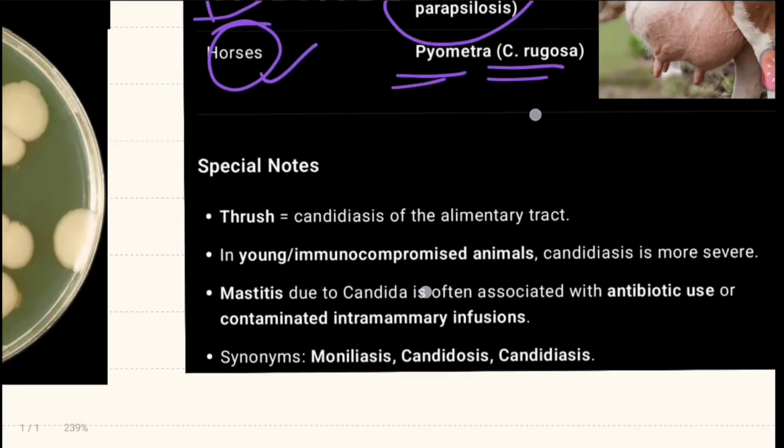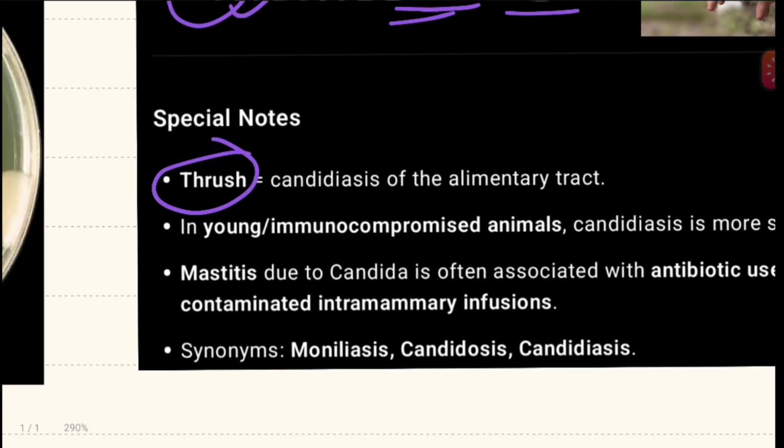Now these are the special notes with respect to Candidiasis, and here a very well-known term is thrush. Thrush is nothing but the pathological changes associated with Candidiasis in the alimentary tract.